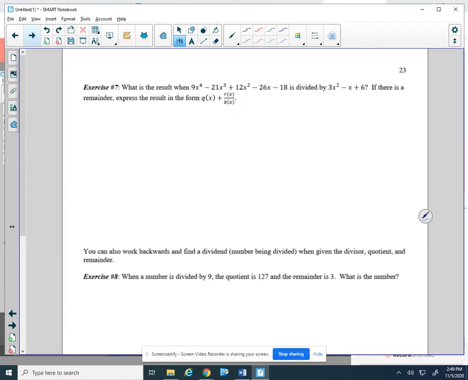And I know yours was kind of split up and messed up, as I said, I'm sorry about these pages. So now we're on exercise 7. If you want to pause the video and try this one and come back, but there is something a little different here. It's not a big extension, but now I'm going to divide by a trinomial. Not really any different, just the multiplication will take a little longer. So this one, we're dividing 9x to the 4th minus 21x cubed plus 12x squared minus 26x minus 18.